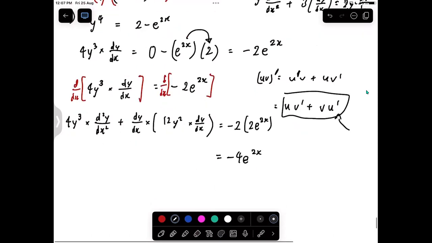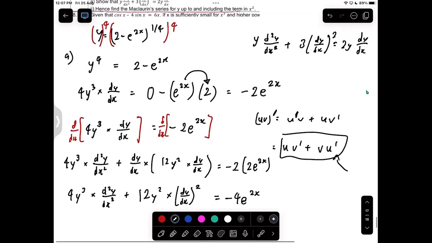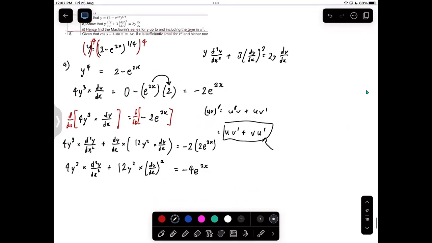Right? Okay, good. Then I clean up a bit more. 4y cubed times d2y dx squared plus, here you see dy by dx times dy dx. You end up with the square of dy dx, not d2y dx squared. Okay, very good. You can understand already. Now you just look at what we want.